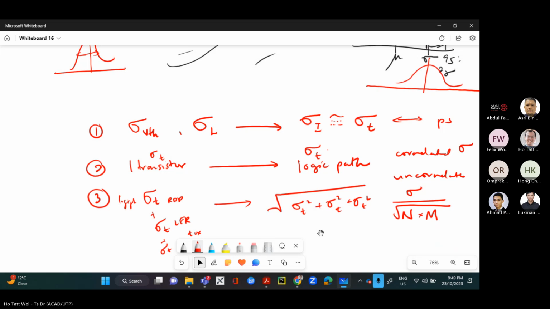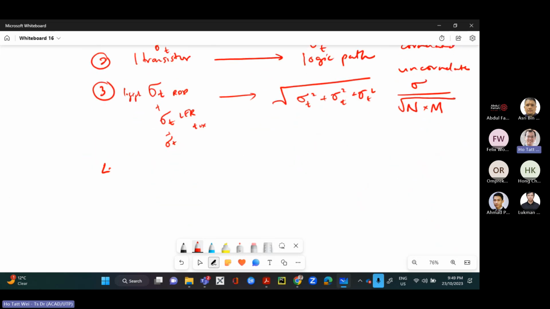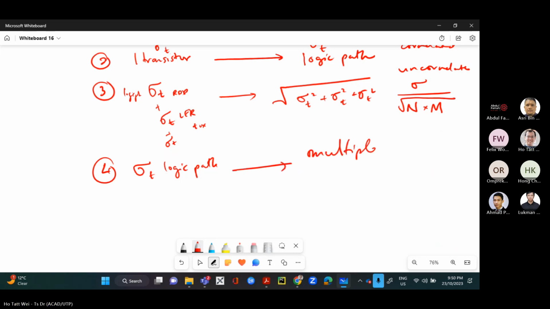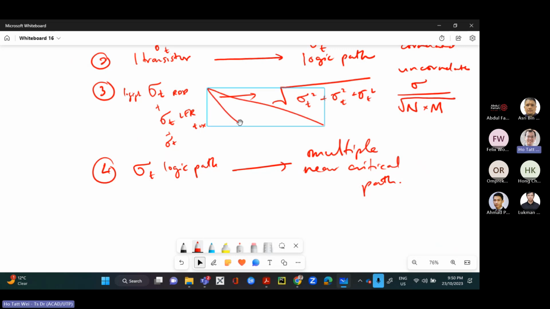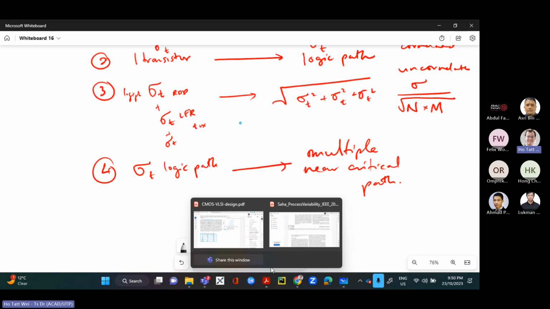And fourthly, you have now got the delay of the logic path. Now you have to look at what happens with multiple near critical paths. Those are the four steps. And this will put you into a very realistic situation, what we face in modern chips today. Right? So this is the main point I wanted to cover today, just to go through this.